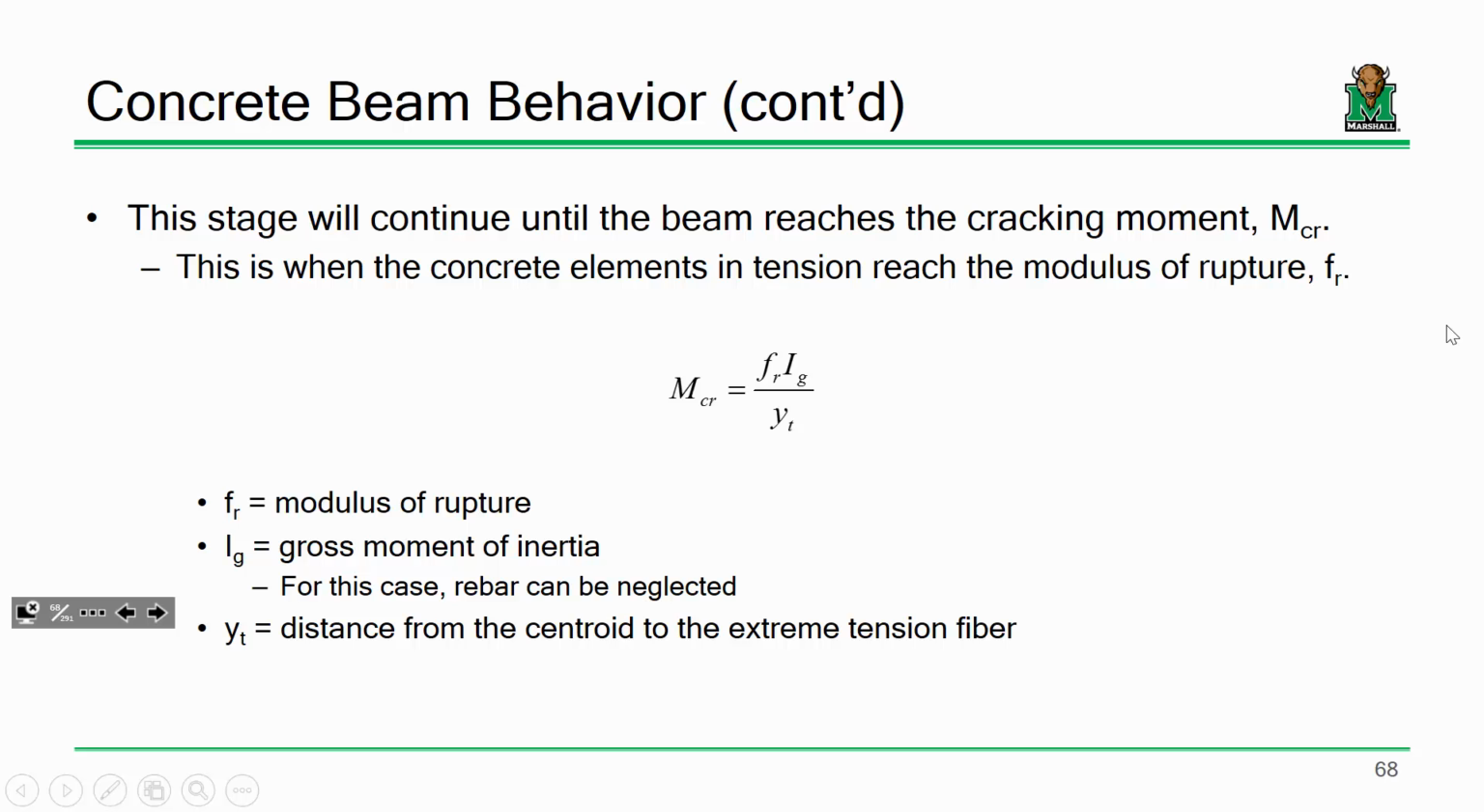Okay. Now, in order to determine the cracking moment, it's a pretty straightforward calculation. You just take your modulus of rupture, your gross moment of inertia, multiply those two and divide them by your extreme fiber distance, which, again, there's no magic behind that equation. It's just sigma equals My over I and just solving for the moment. So that's all there is to it.